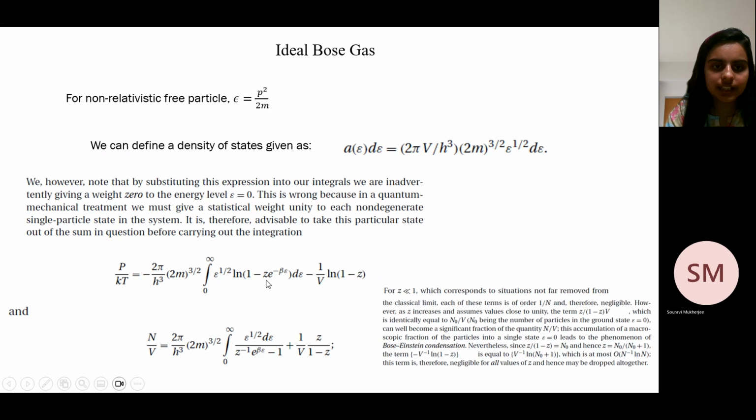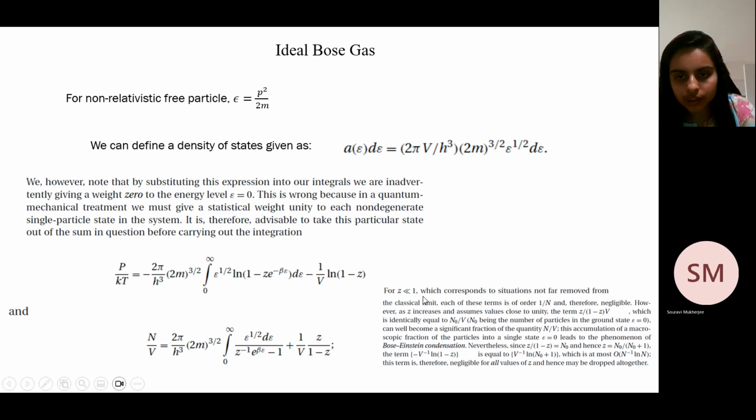So what is done here is that you take the epsilon equal to zero case outside the integral and include it explicitly. That's how the expressions for pressure and the number of particles per unit volume have changed now. You have these extra terms that come in because of the case when energy is equal to zero. Depending on whether you are in the classical limit or in the quantum limit, the importance of this term would change, right?